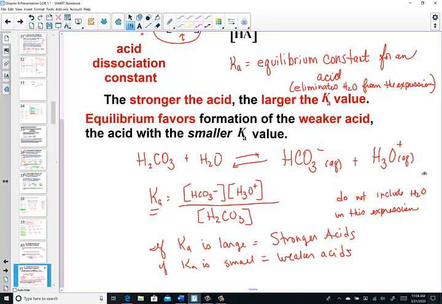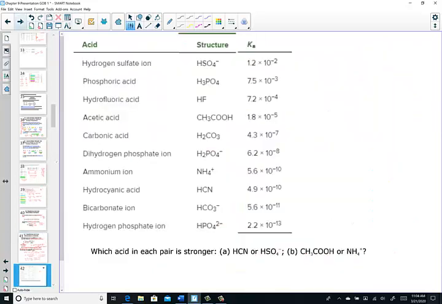The larger the numbers, the larger they are from 1, the stronger the acid is, the more it's going to favor the forward direction. In other words, stronger acids give us more aqueous ions. That's a large Ka value. The weaker the acid, the more the left side of the equilibrium is favored, and therefore the smaller the Ka value. So the magnitude of the number lets us compare acid strengths. Large Ka, strong acids. Smaller Kas are weaker acids.